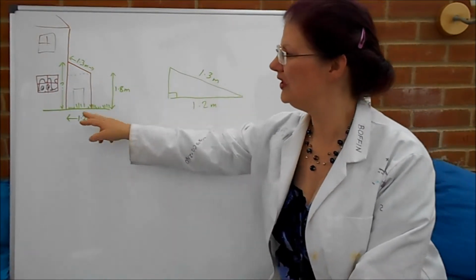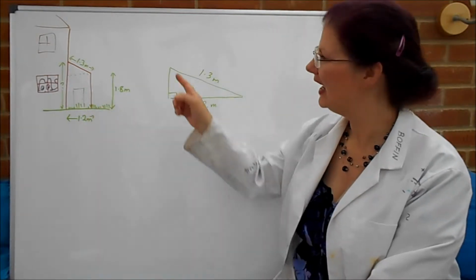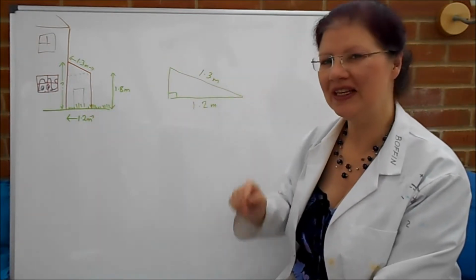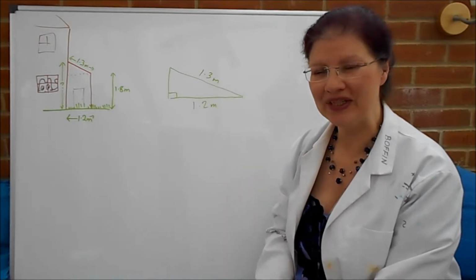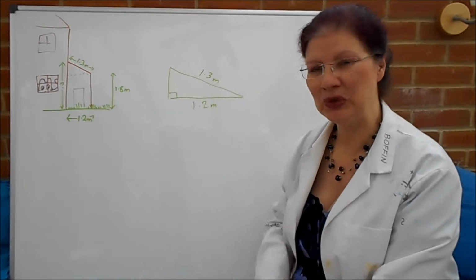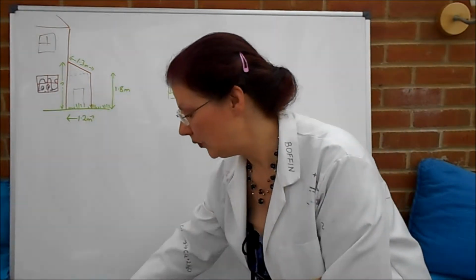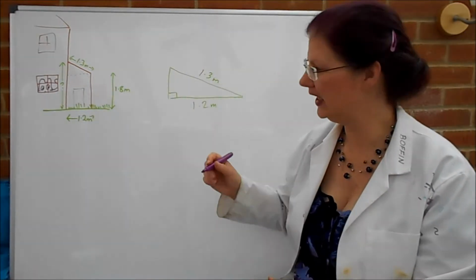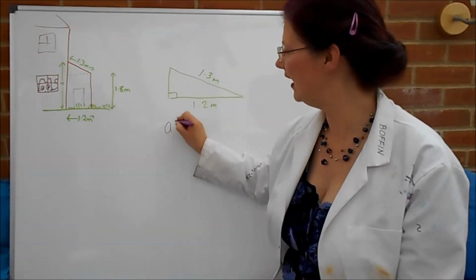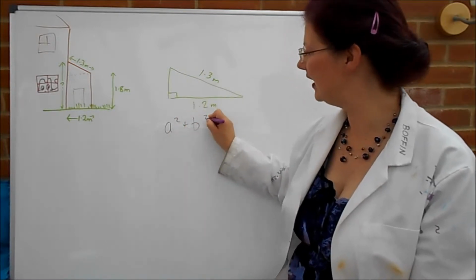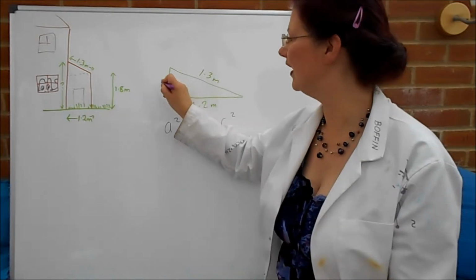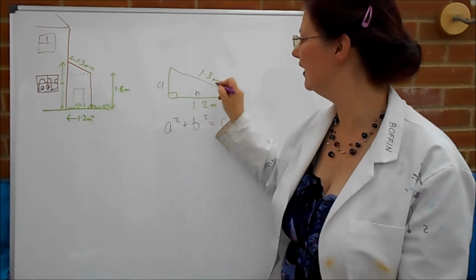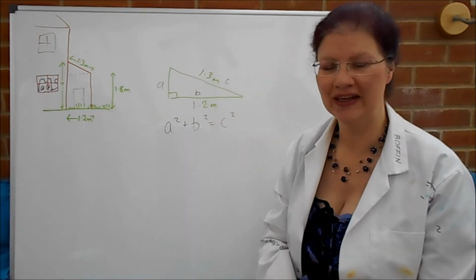Its width is 1.2 metres from the width of the shed, and the hypotenuse, the longest side, is 1.3 metres. So we've just got a bit of Pythagoras here to work out this shorter side. Now, we've actually got the long side on here, so normally we'd use a squared plus b squared equals c squared, where a and b are the two short sides. Let's have that and that. And c is the longer side.